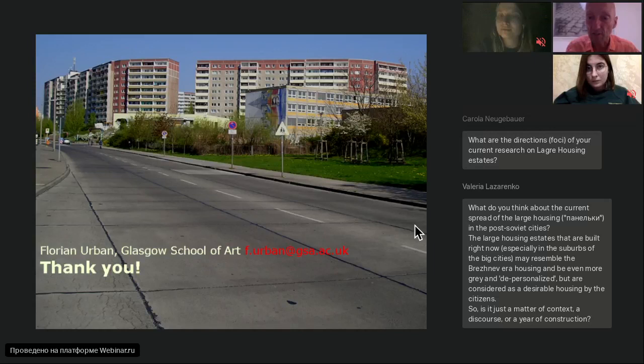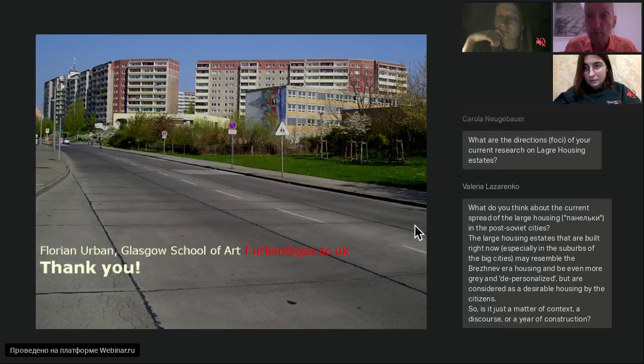What do you think about the current spread of large housing panelki in post-Soviet cities? The large housing estates that are built right now may resemble Brezhnev-era housing and be more gray and depersonalized, but are considered desirable housing by citizens. It's a matter of context. Well, the short answer is yes, it's a matter of context.